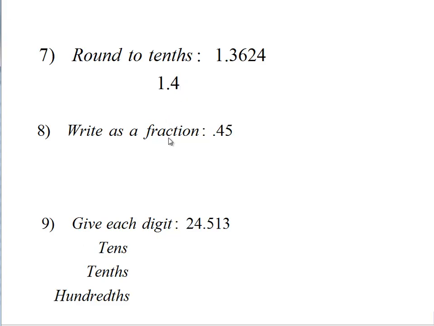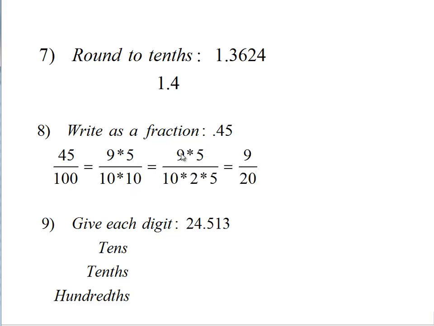Writing as a fraction, 0.45. You check that this is tenths and hundredths. That's 45 hundredths. Then you factor each one. 45 is 9 times 5, and 100 is 10 times 10. Okay, at this point nothing cancels, but you can factor a 10. I'm going to factor the right one. 9 times 5 over 10 times 2 times 5. These 5s will cancel, and you're left with 9 over 10 times 2, which is 20.